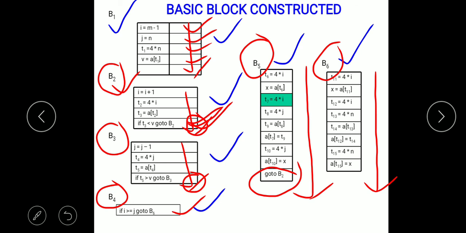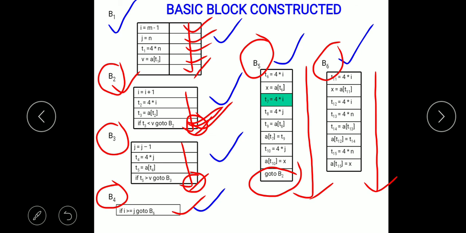And what is the use of a basic block? A basic block is used to construct a flow graph, and a flow graph is used for code optimization. Using the flow graph, the compiler performs code optimization. I will tell you how to perform code optimization using flow graphs in upcoming videos. For now, I'm just reminding you of everything I have discussed in this video.